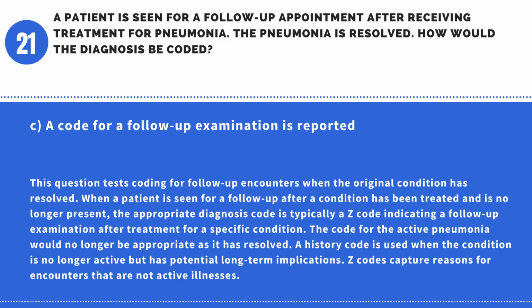Answer, C. A code for a follow-up examination is reported. This question tests coding for follow-up encounters when the original condition has resolved. When a patient is seen for a follow-up after a condition has been treated and is no longer present, the appropriate diagnosis code is typically a Z code indicating a follow-up examination after treatment for a specific condition. The code for the active pneumonia would no longer be appropriate as it has resolved. A history code is used when the condition is no longer active but has potential long-term implications. Z codes capture reasons for encounters that are not active illnesses.